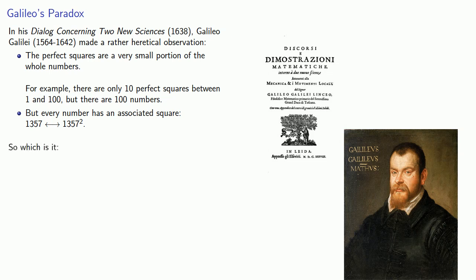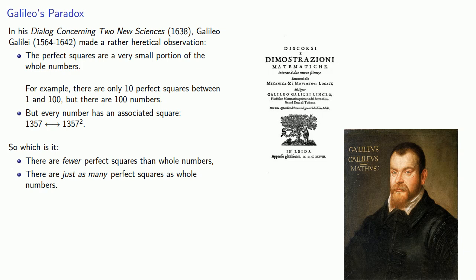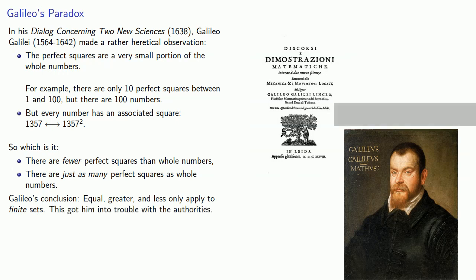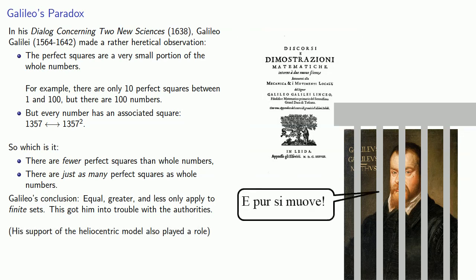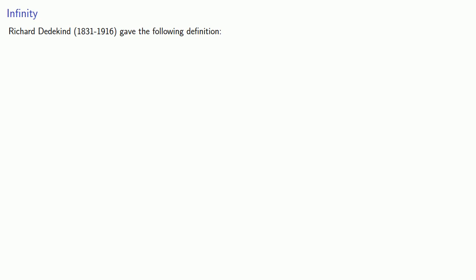So which is it? There are fewer perfect squares than whole numbers, or there are just as many perfect squares as whole numbers? Galileo's conclusion: equal, greater, and less only apply to finite sets. And this radical idea got him into trouble with the authorities. Well, his support of the heliocentric model also played a role. But let's see if we can make some sense out of infinity.